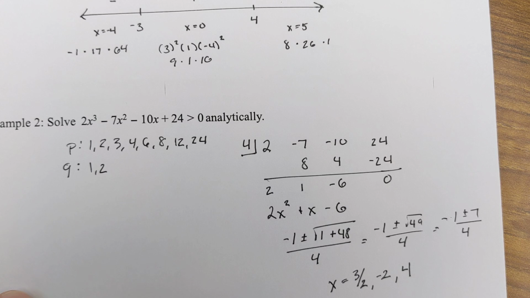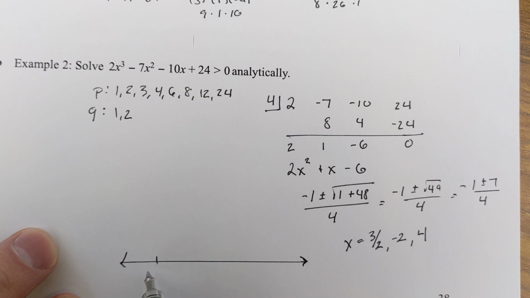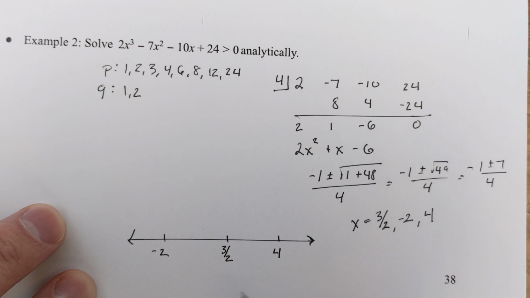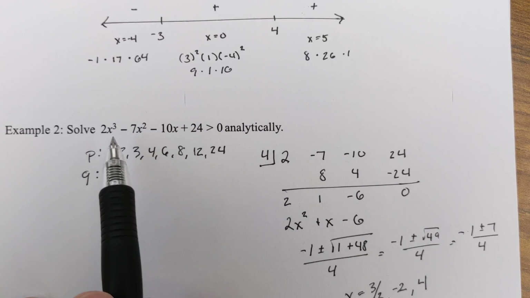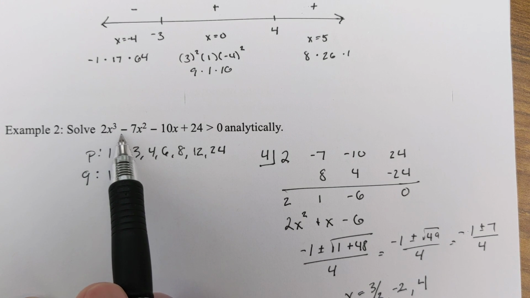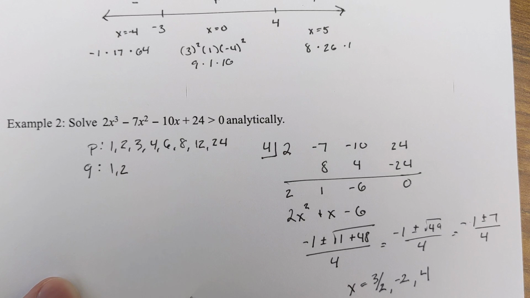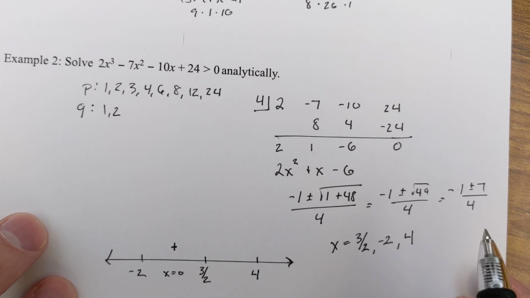So go to my number line. In order, least to greatest, negative 2 is the smallest. Then we've got 3 halves, then we've got 4. So x equals 0 is the easiest one to check, and it falls in here. When x is 0, if I plug 0 into my equation, I get 0 minus 0 minus 0 plus 24. So this section is positive.